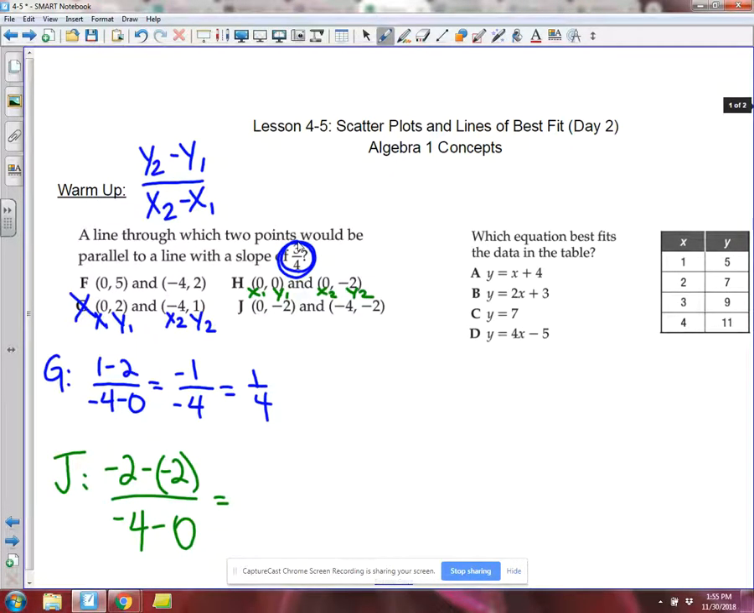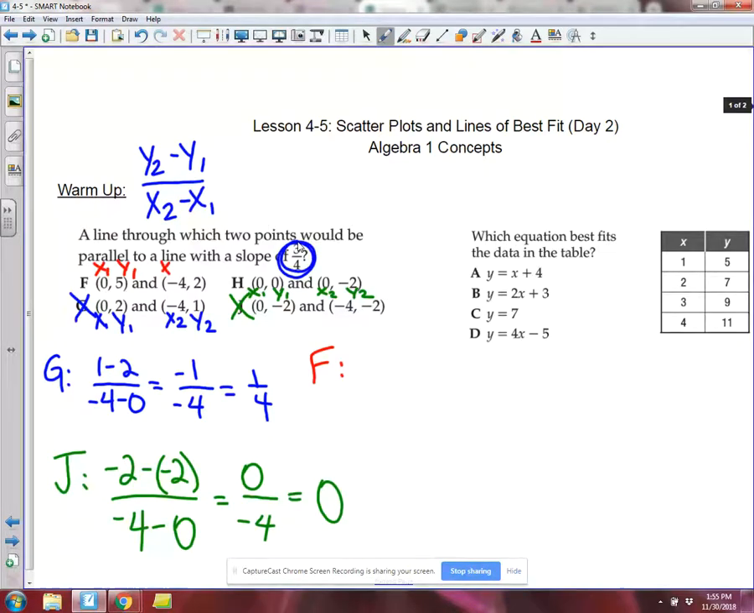Okay, so what is negative 2 minus a negative 2? And what is negative 4? Okay, what is 0 divided by negative 4? Okay, is that what I wanted? No, so it's not J either. You want to guess F? Let's see if it's F.